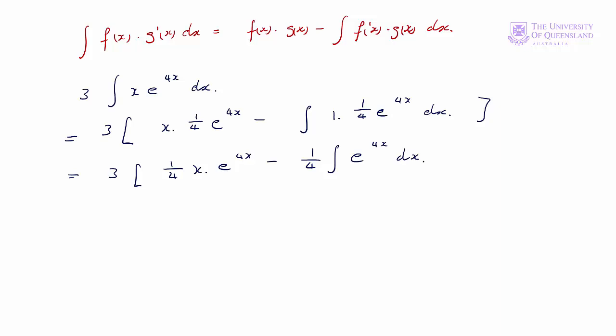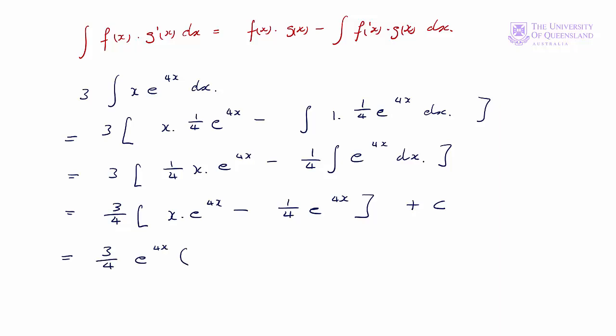We have 1/4 there in both terms, so we can make that 3 on 4 x times e to the 4x minus, well, the integral of e to the 4x we found before was 1/4 e to the 4x, plus c. We can simplify that a little further, so we'll have 3/4 e to the 4x times x minus 1/4, plus c.